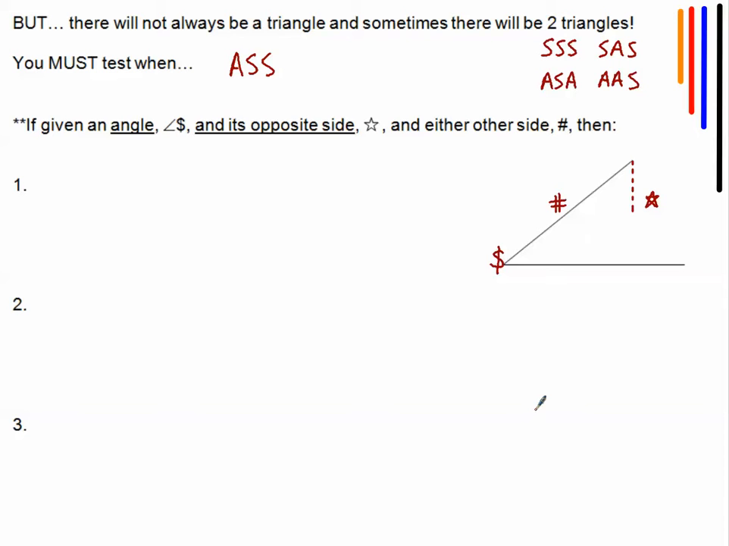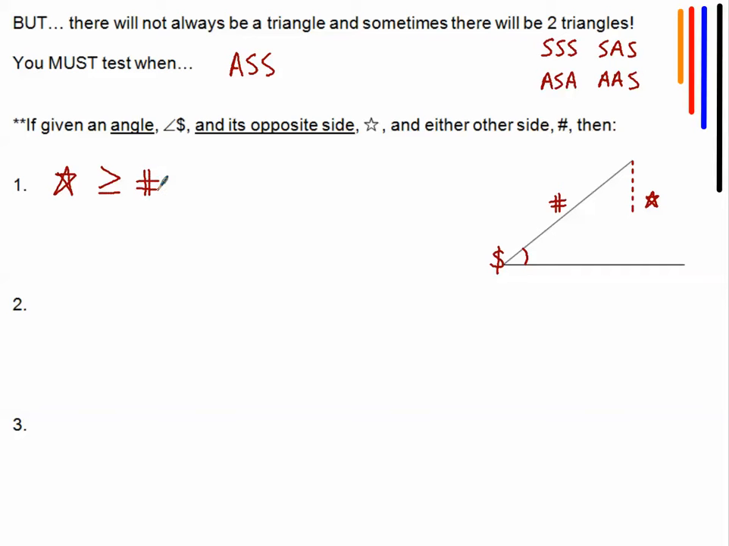So let's start off with the relatively simple scenario. Again, we have this fixed angle. Nothing's going to change this angle. We have this fixed side. Nothing is going to change that side. This ray can come and go however long it needs to be. It all depends on how long side star is. So let's start off with the pretty simple scenario. Let's say that side star is bigger than or equal to hashtag.